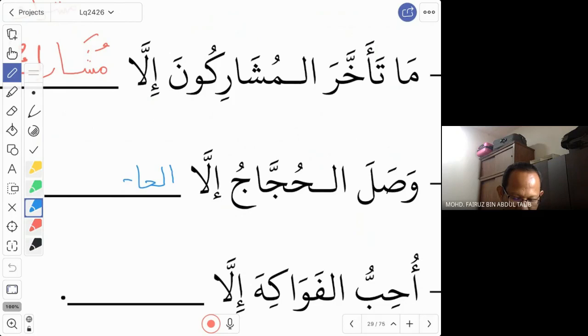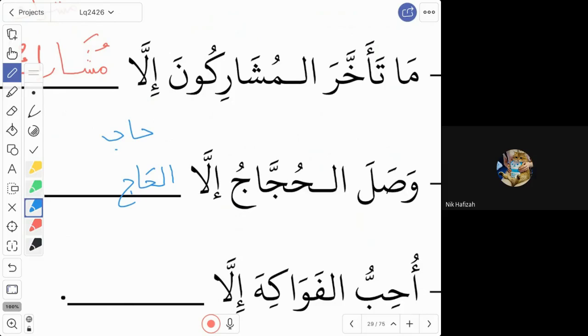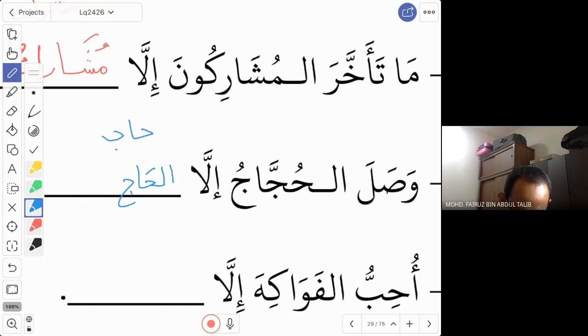You can use al because you want to say except that particular Hajj did not return: illa al-Hajj. Or you can use it without alif lam: illa Hajj. But how do we read this word? Hajan. Because with alif lam, only one fathah.